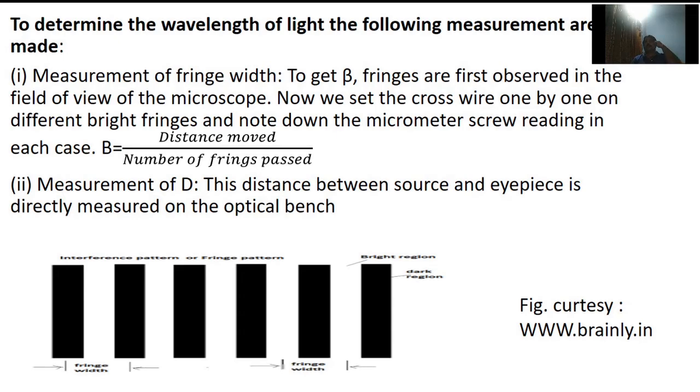To determine the wavelength of light, the following measurements are made. We know that lambda is equal to beta d by D. By knowing the value of fringe width, the distance between two coherent sources, and the capital letter D, we can determine the wavelength of light. First, the measurement of fringe width.